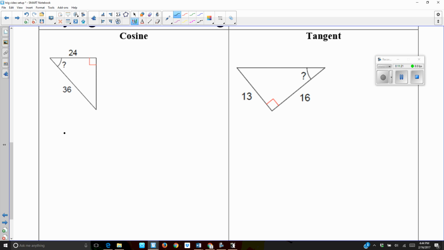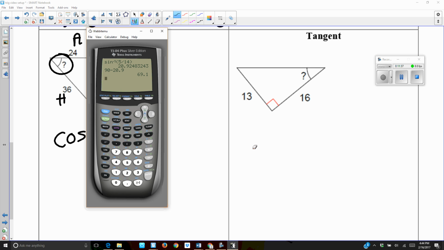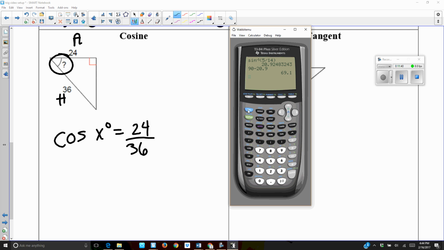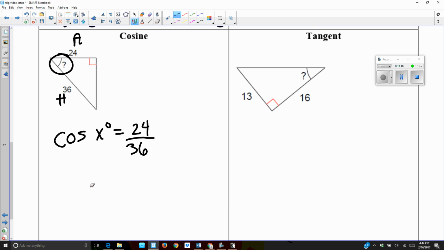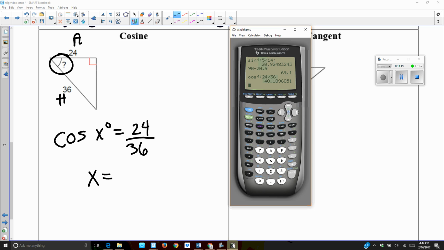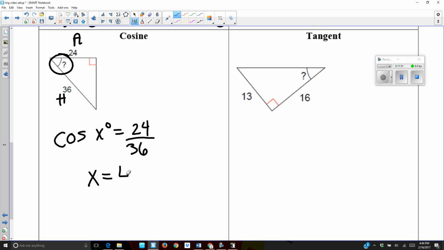The setup for this one would be the cosine of the unknown angle. 24 is the adjacent side. 36 is the hypotenuse. So in your calculator to solve this one, hit second cosine, 24 divided by 36. So x is approximately 48.2 degrees.